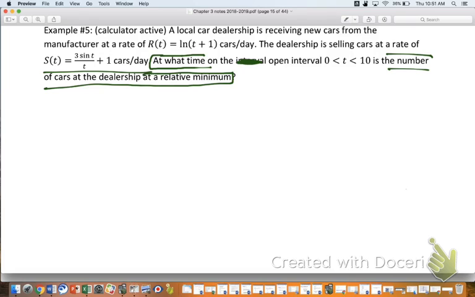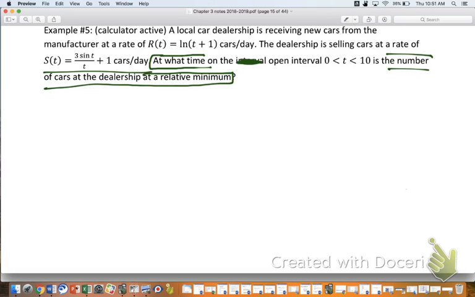So we're looking for a minimum. All of you guys are like, we're looking for a minimum. Agreed. But in the end, we're looking for a time when that minimum happens. That's different than what the minimum number of cars is, right? Okay, so we just want to keep straight what we're looking for here. And it is sort of an X and Y thing, kind of like we did with that review problem a second ago. Okay, so what time is the number of cars at the dealership at a relative minimum?